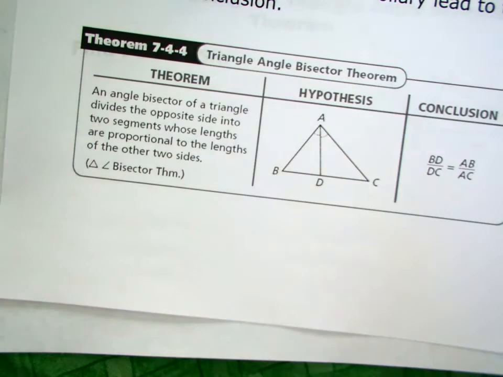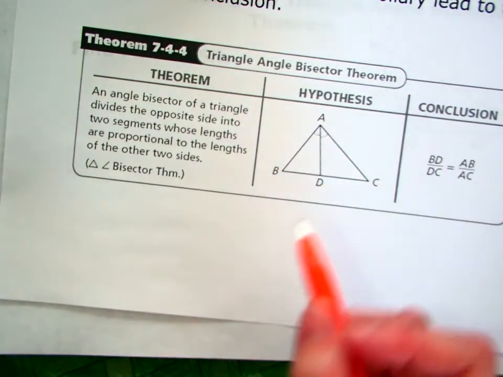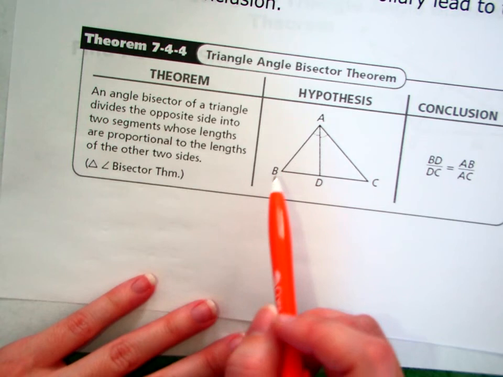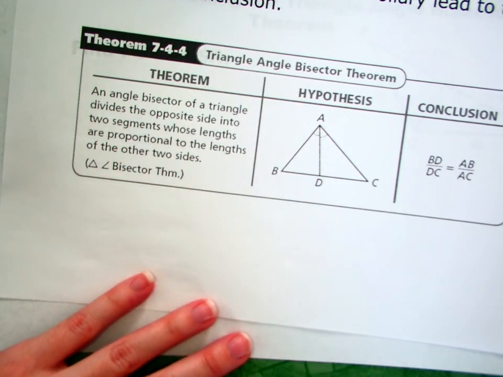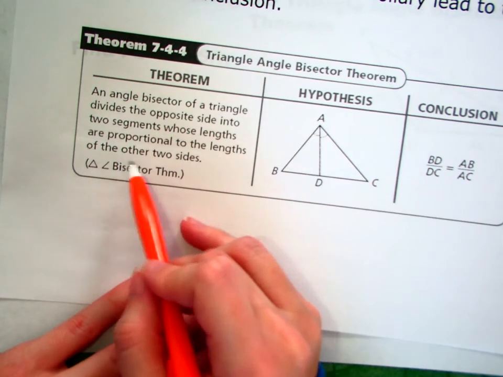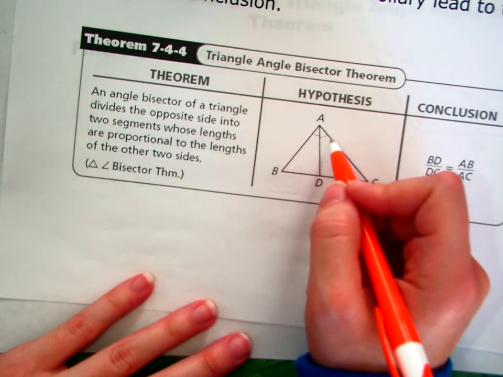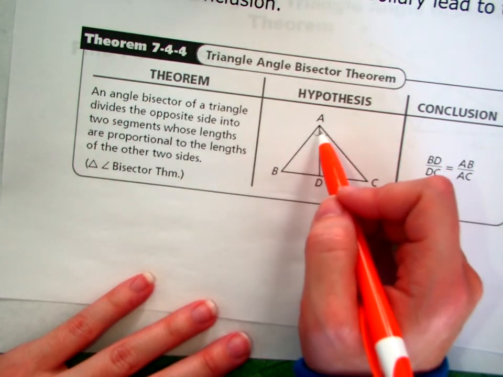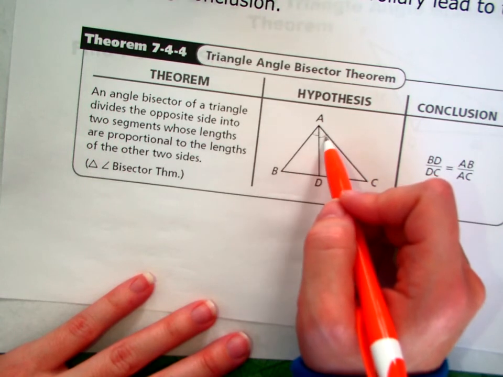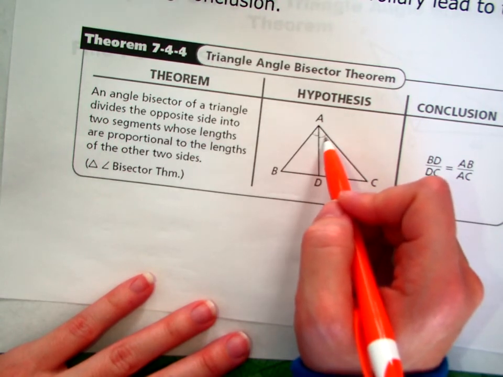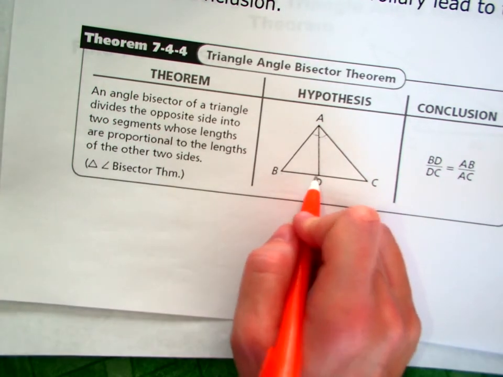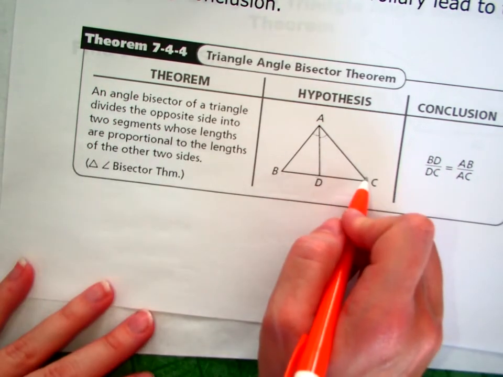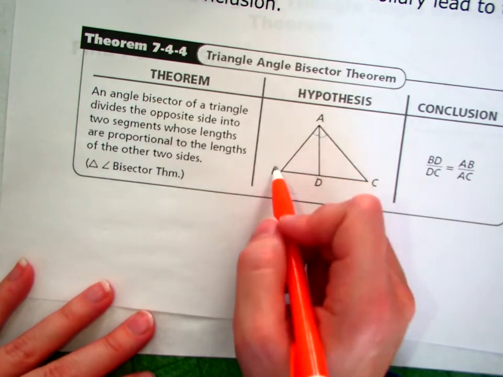Alright, and then finally the last theorem. It says that if we have an angle bisector of a triangle and it divides the opposite side into two segments whose lengths are proportional to the lengths of the other sides. So in other words, you've got an angle bisector, which means it cuts this into two equal angles here. What does that mean? It means that this side here, BD, over DC, is going to equal AB over AC.